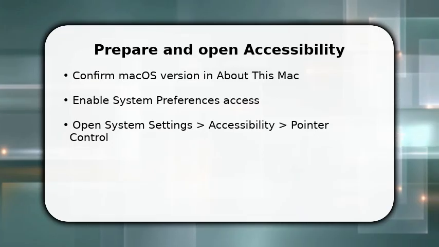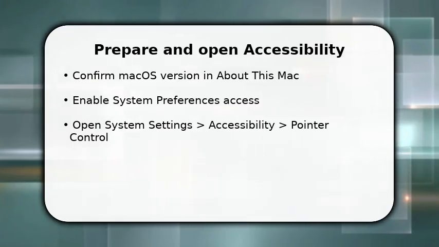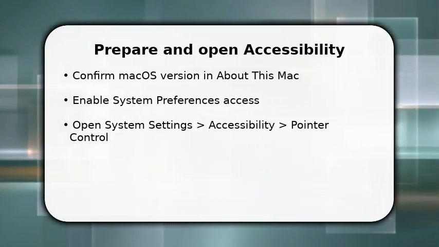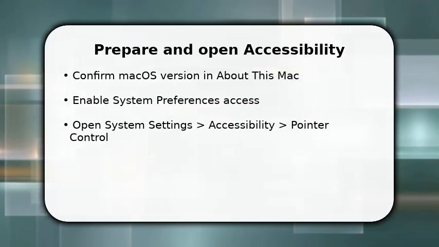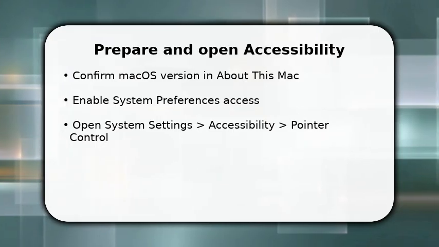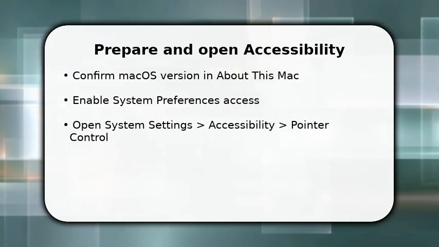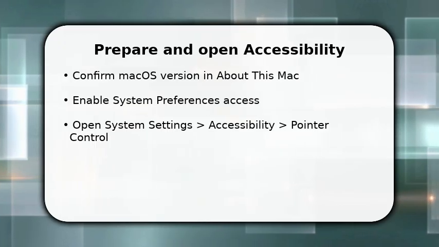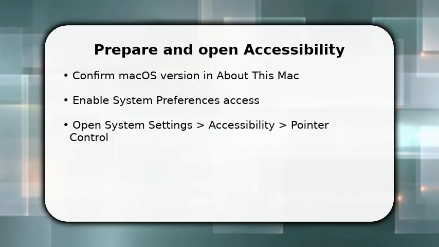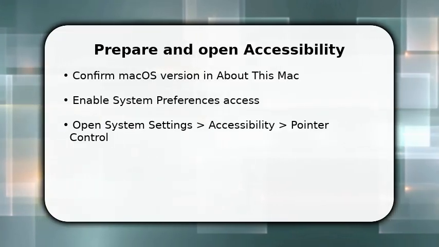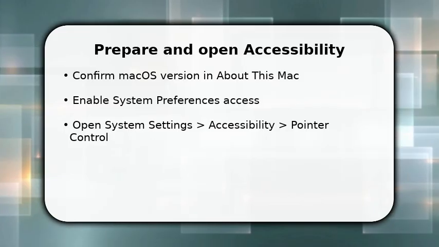You'll start by confirming Mac OS and opening accessibility because cursor options vary by version. First, click Apple menu and choose About This Mac to note your version. Once done, open System Settings or System Preferences on older Mac OS and go directly to Accessibility. Make sure you have an admin account or the ability to change settings. Without it, you can preview but not save.